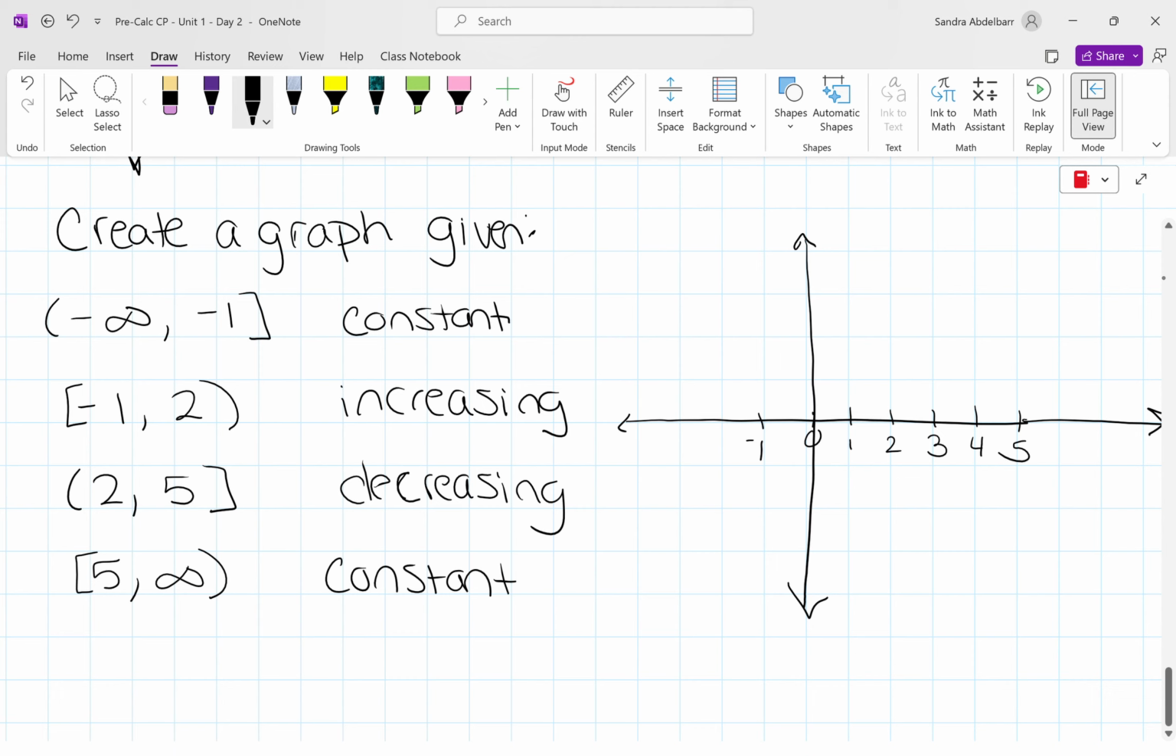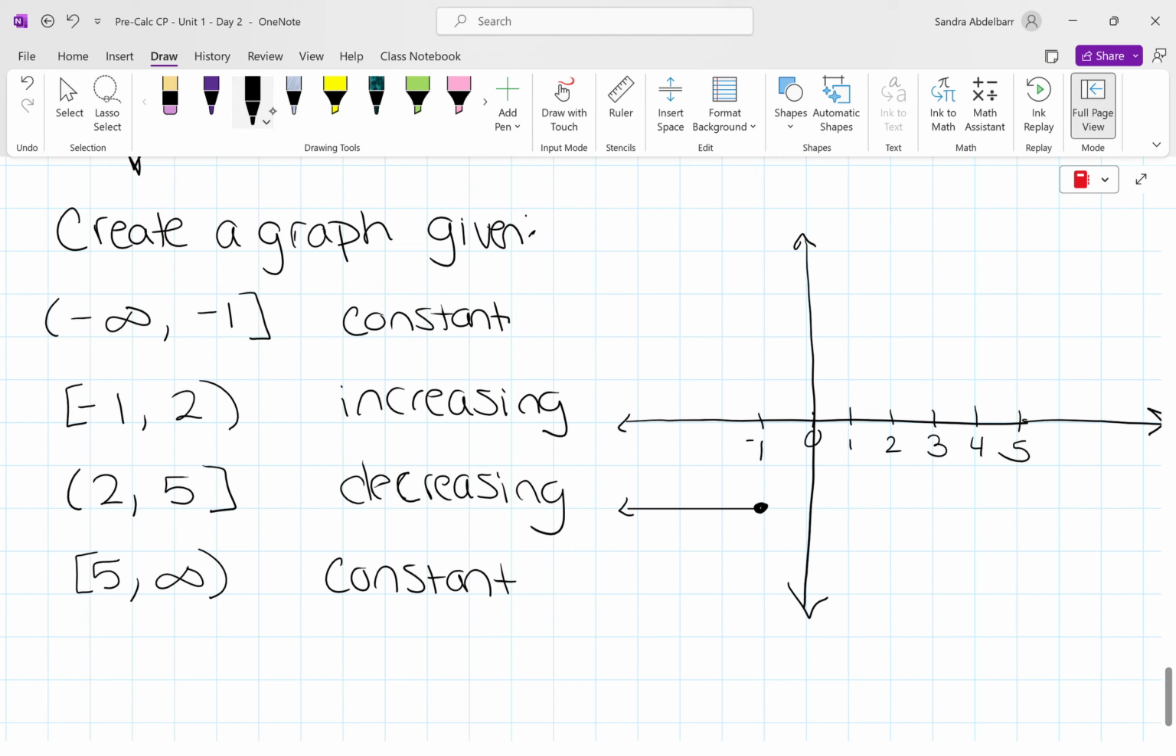All right, so from -infinity to -1 is constant. So I'm going to go here, and now -1's included, so I'm doing a closed circle right there. Everybody okay with my first part, my constant part that I just did? Could I have done this above the x-axis anywhere I wanted? Absolutely. It really doesn't matter where you did it, above or below.